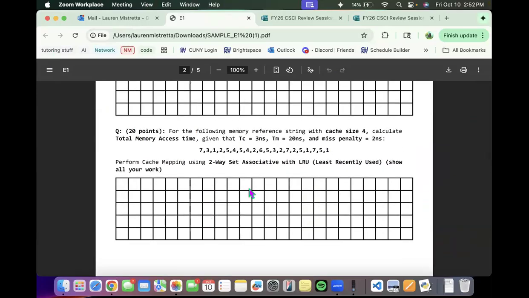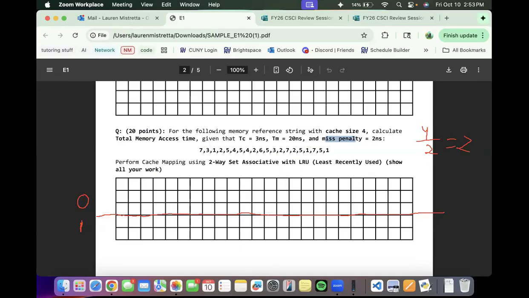Okay, so two-way set associative with least recently used. The difference here is this time we have ourselves a two-way set. We can think of it this way: we have a cache size of 4, and 4 divided by a 2-way set is going to be 2. So that means I'm going to have 2 sets. I'm going to break it up in half, so this is going to be set 1, and this is going to be set 2. Well, 0 and 1 if we're talking about array notation.